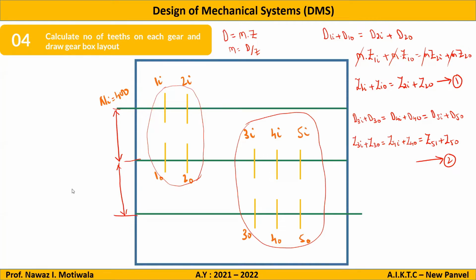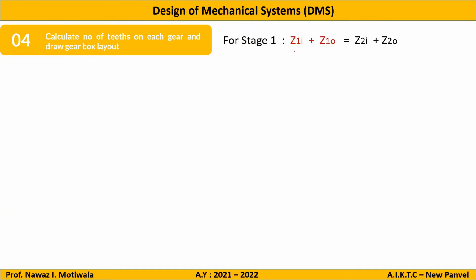Okay. So let us go for the next step. For stage 1, z1i plus z1o is equal to z2i plus z2o. Now we have to find out the number of teeth on each and every gear. तो हमारे पास 10 गियर थे, अगर आपको याद होगा. 5 number of pairs, that is 10 gears. So for 10 gears we have to find out now number of teeth. तो इसके लिए मुझे लगेगा वापस से मेरा structural diagram, which is very important. So I will draw it again here so that I can explain you much better. So I am drawing the optimum one here.